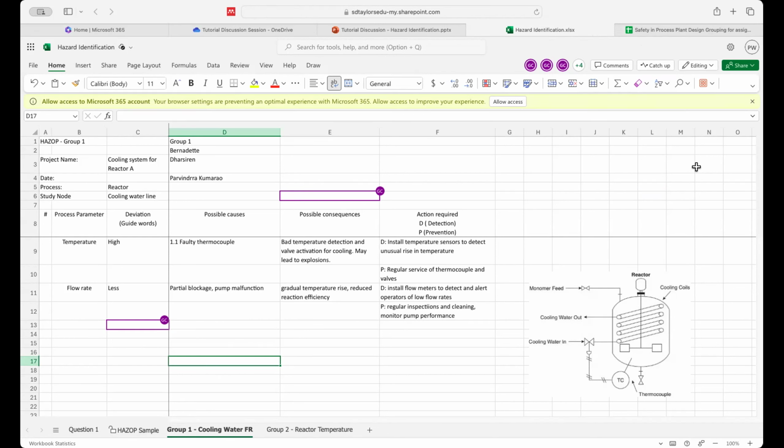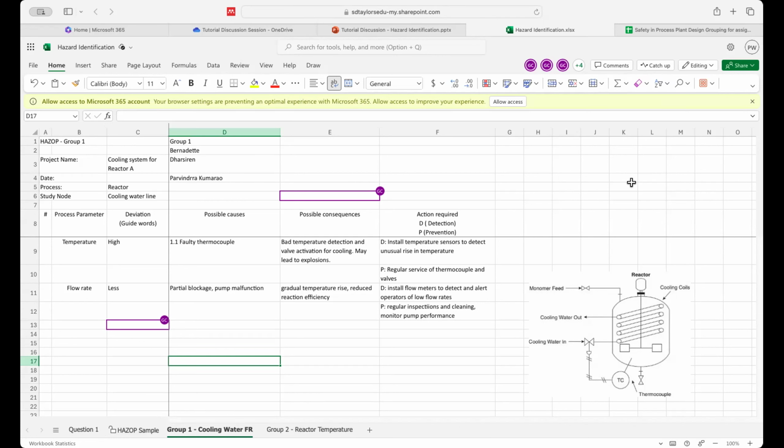So the first process parameter that we looked at was temperature, and the temperature could be high, so that's one of the guide words. And this could probably be due to a faulty thermocouple. The consequence is that when you have a faulty thermocouple, you have bad temperature detection, and that leads to bad valve activation for flow rates. Because of that, it could lead to an explosion because of heightened pressure.